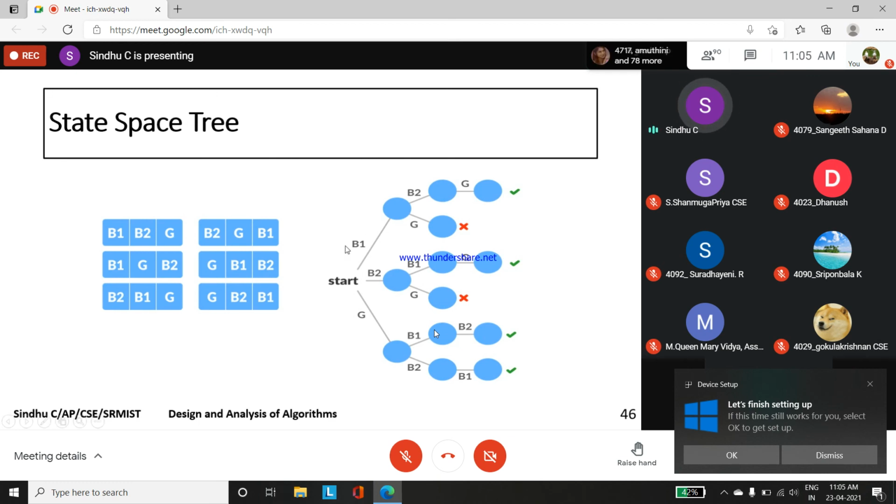So I've already placed the boy 1, boy 2. What is the other case? So I can put the girl. So this is one feasible solution. This is already bounded. Next, I go for the other scenario where I have the boy 2.